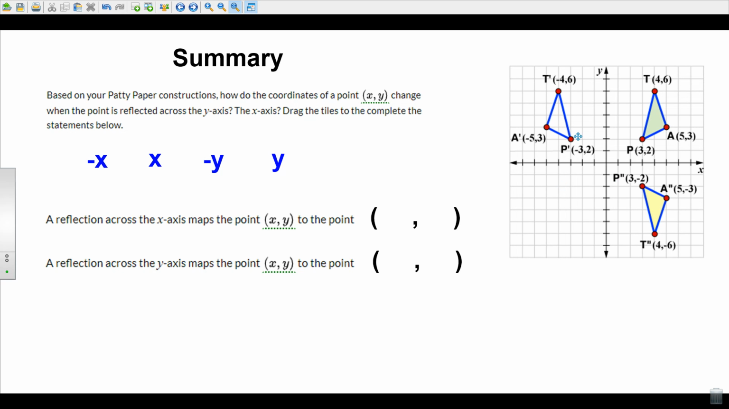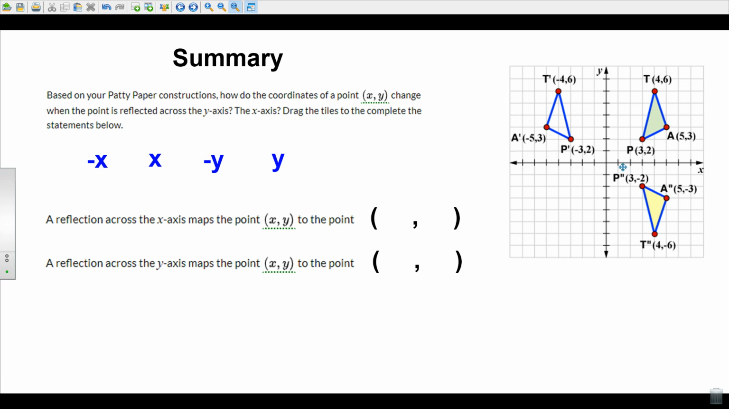So let's summarize this. Here's a picture of everything that happened. Okay, P prime, A prime, T prime. They called it double prime when they went across the x-axis. So in Agile Mind, you'll see the double primes for that. But let's summarize. So let's drag and drop these to complete these statements. When we reflect it across the x-axis, xy maps to the point what?